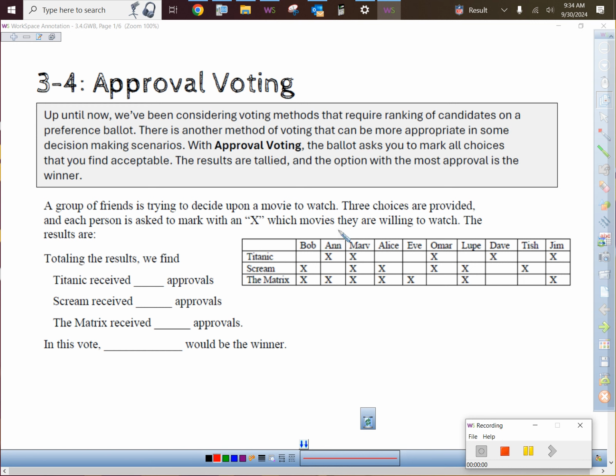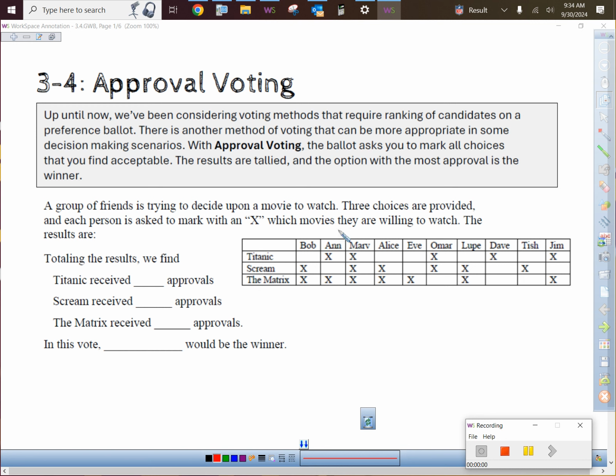Up until now, we've considered the plurality method, the Condorcet, however it's pronounced, that's a tough one. Then the instant runoff, I think we're doing a good job with. And then last time we did the Borda count. Here's what approval voting is.